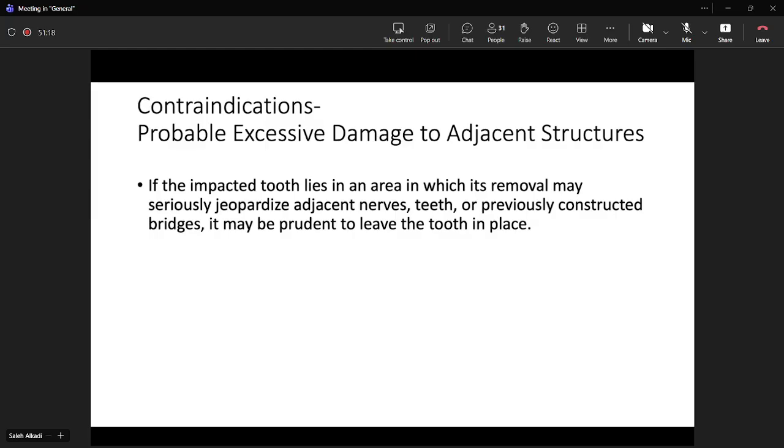Another contraindication is if removal of this wisdom tooth, or an impacted tooth in general, will cause excessive damage to adjacent structures. Here we're talking about nerve, mainly the inferior alveolar nerve, or adjacent teeth, or previously constructed bridges. So in this case, if the tooth is asymptomatic, just leave it in there. Don't remove this tooth.